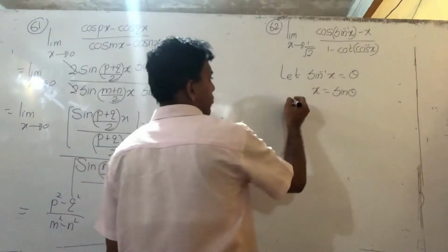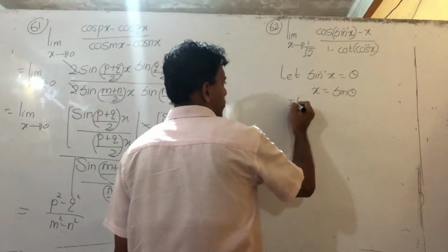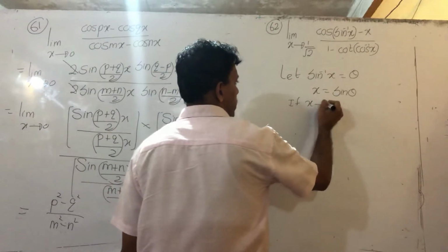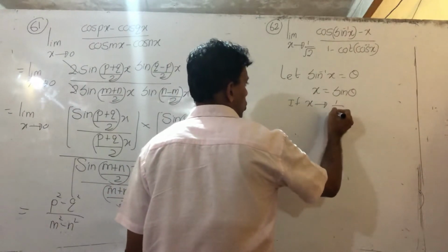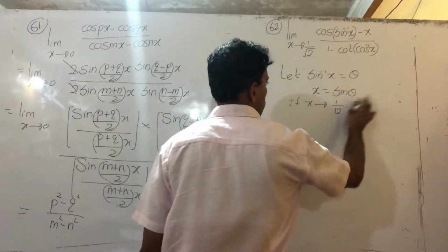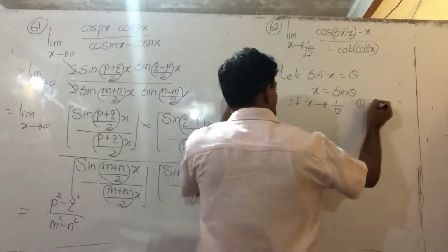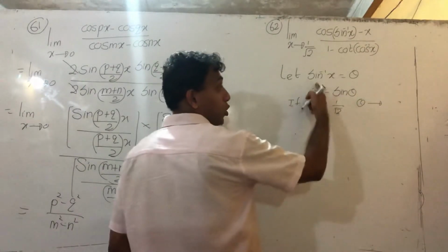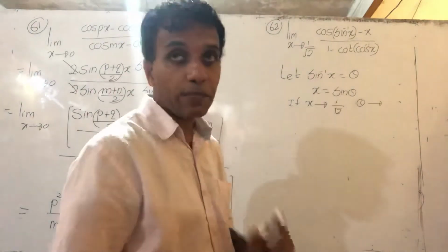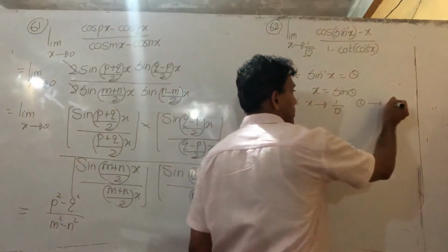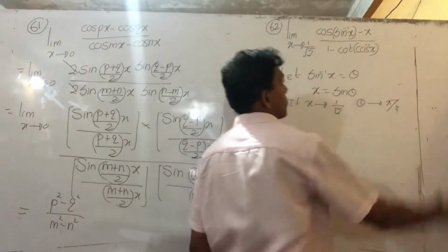So here, if x tends to 1 over root 2, what happens? Sine theta, or theta? What happens? Theta tends to the value for x equal to 1 over root 2. Theta is what? Pi by 4, right? Theta tends to pi by 4.